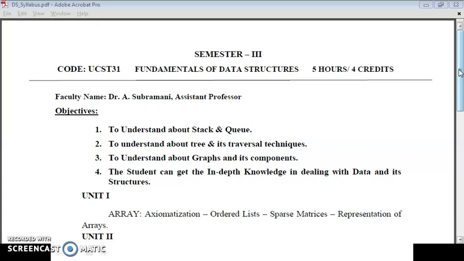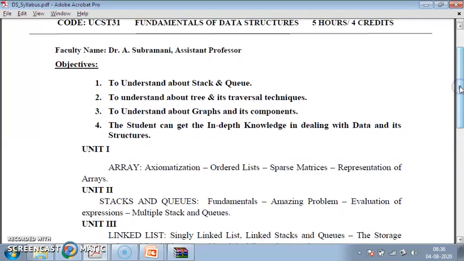Here, the fundamentals of data structures. We have advanced data structures, but here we study only the fundamentals of data structures. So what are the basic data structures available? We only go through that in this semester. So the first unit is representation of arrays: array, ordered list, sparse matrix, representation of array.